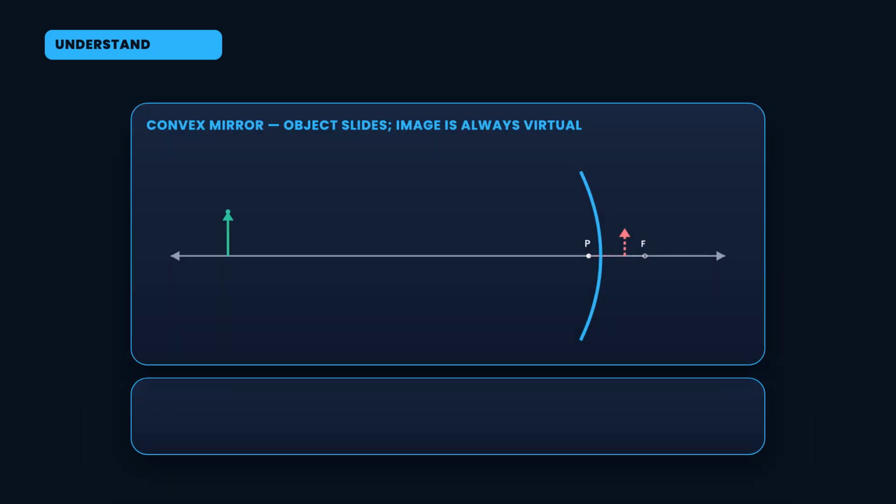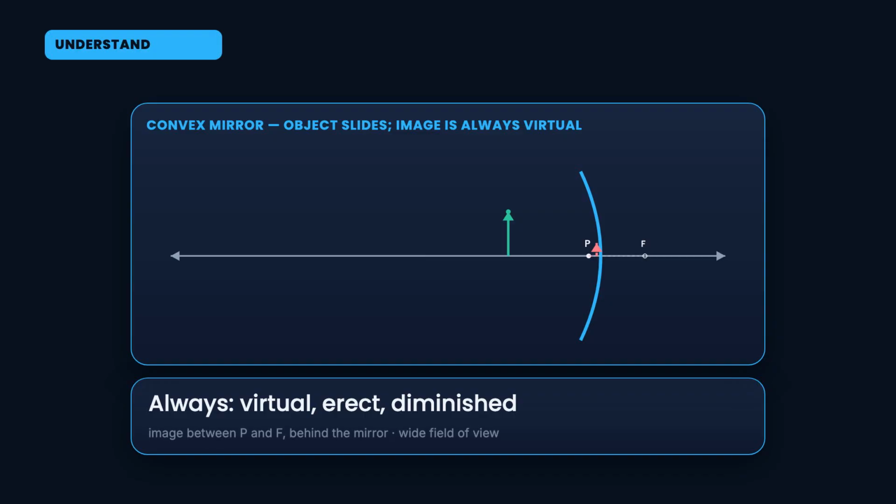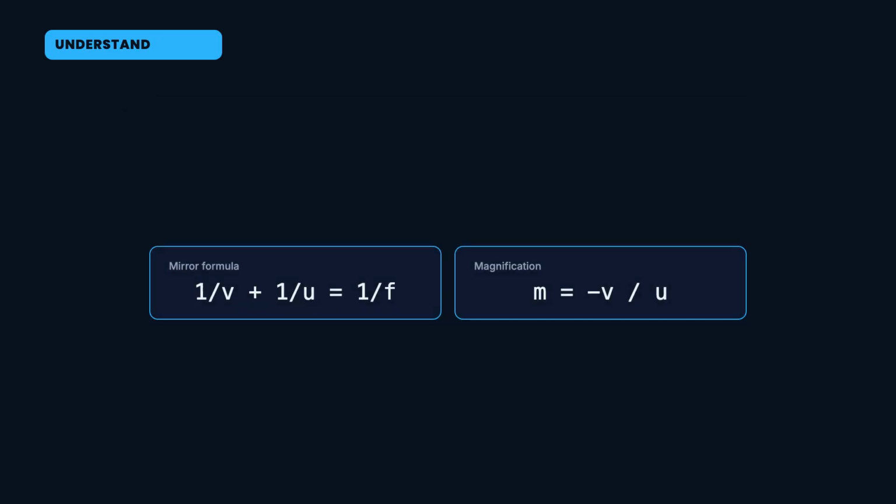A convex mirror is simple. Wherever the object is, the image is always virtual, erect, and diminished, formed behind the mirror between the pole and the focus. That's why it gives a wide field of view. The mirror formula links them. 1 by V plus 1 by U equals 1 by F, and magnification, M, equals minus V by U. Notice the mirror formula uses a plus.